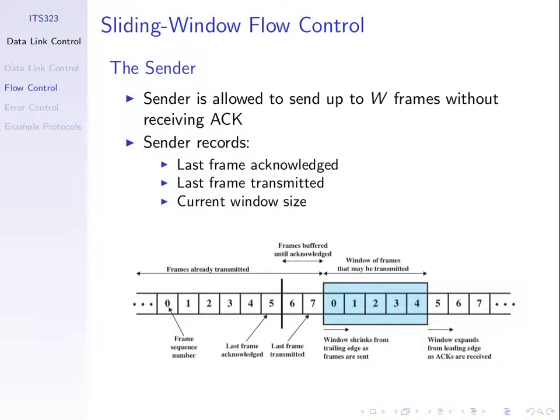Why do we send 7 frames? Again, to overcome this inefficiency of stop and wait. In stop and wait, we send one frame and then wait a long time for the ACK to come back. But if I can send 7 frames, I send one frame, the next one, and the next one. While I'm waiting for the first ACK to come back, I'm actually sending subsequent frames, leading to more efficiency.